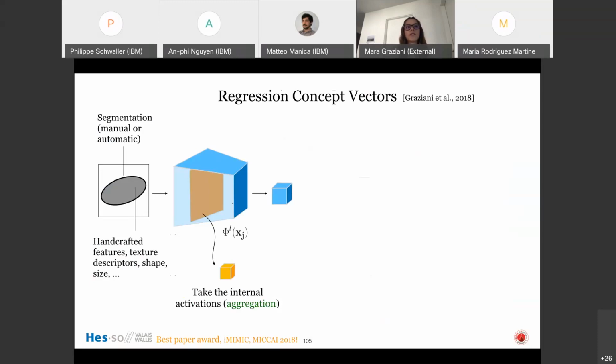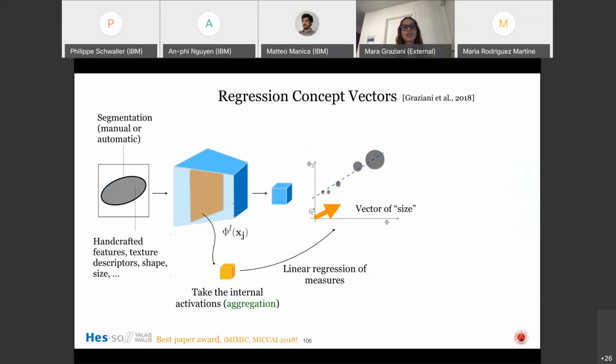Now, similarly to CAVs, we pass all of these images in the network, and we extract the internal activations, and we store these internal activations, but we aggregate them with a pooling operation, like global average pooling. These activations are then used to learn a vector, also in this case, that is found by solving a linear regression problem rather than a binary classification problem. So in this example here, we are trying to learn object size, and the regression is learned in the hidden space of the network, actually in the space of the pooled activations.